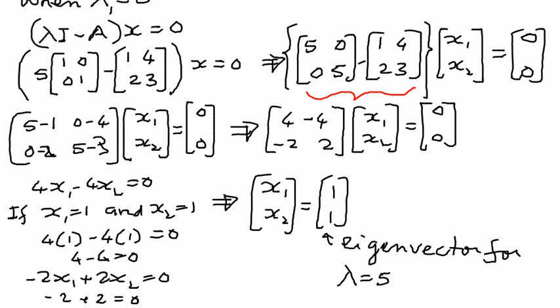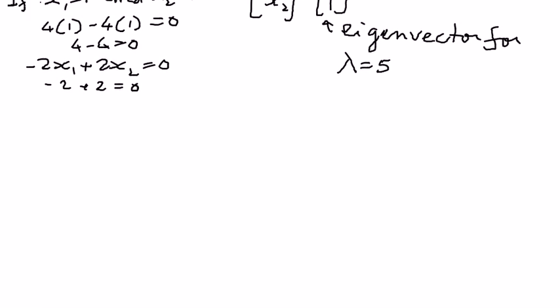We need to do the same thing for the next condition as well. Since we have two solutions for this quadratic equation, lambda equals 5 and lambda equals negative 1, we will take the second one and try to solve that. So let me do that right here.